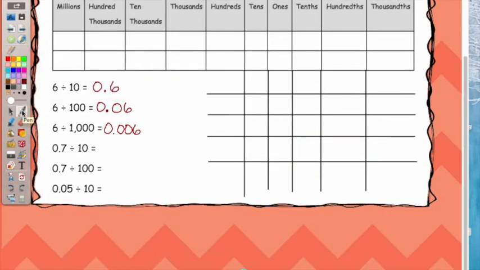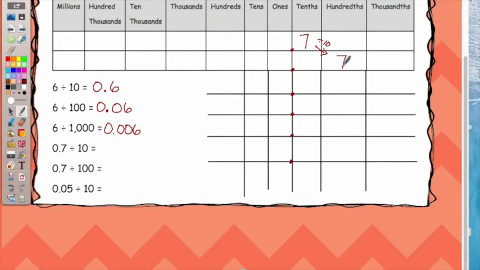Okay, let's take a look at the next problem. 7/10. So on the place value chart, I'm going to start with 7/10. And it says divided by 10. So 7/10 divided by 10. Which way do I move? To the right. Okay. So I'll go divided by 10 and put the 7 in the hundredths place.